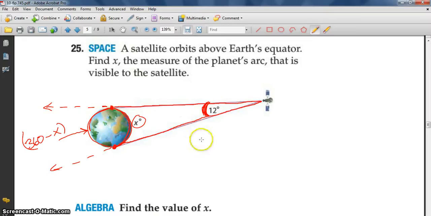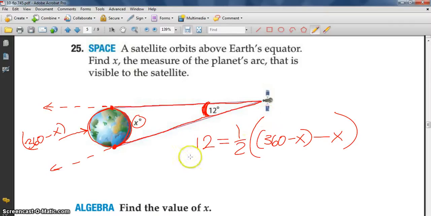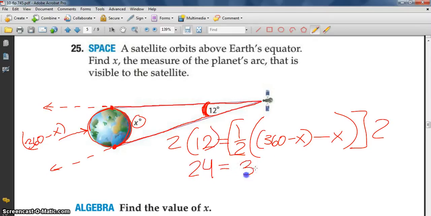Then I set the problem up. So the angle is equal to half of the difference of the two arcs. So what are they? They are 360 minus x and on this side x. So multiply both sides by 2. Minus x, and then minus x. So that would give me minus 2x.